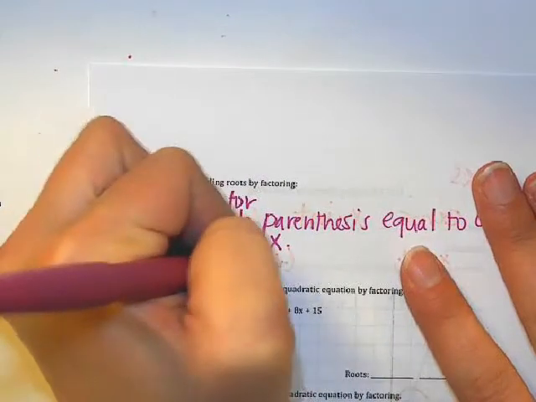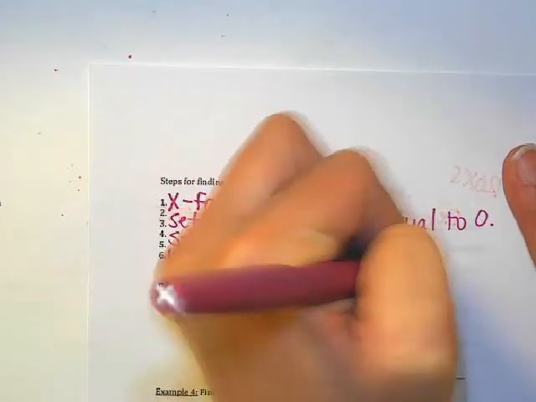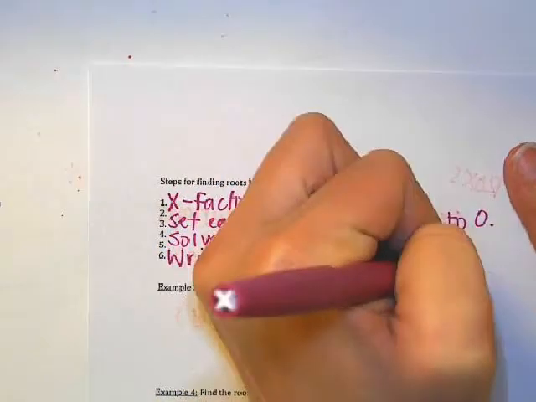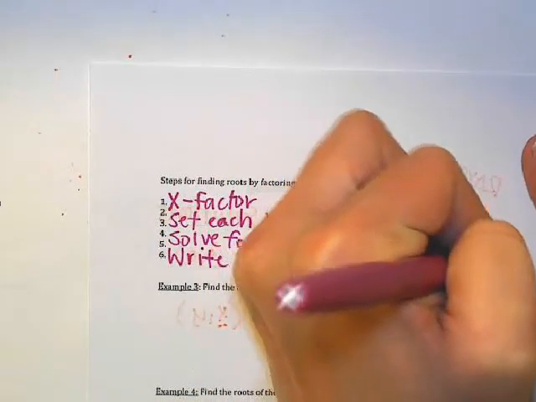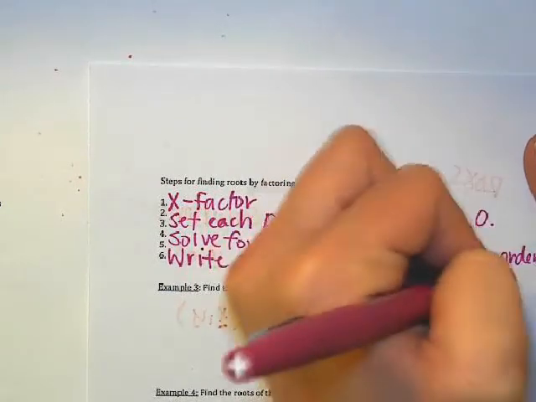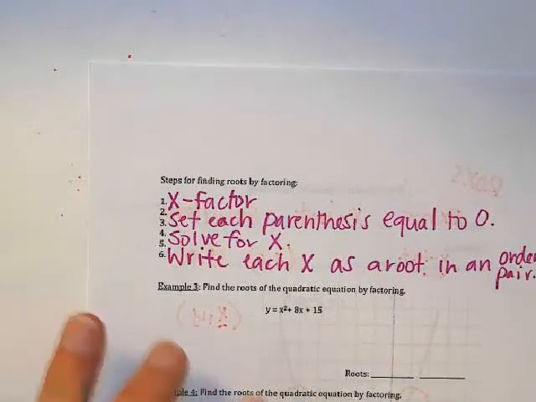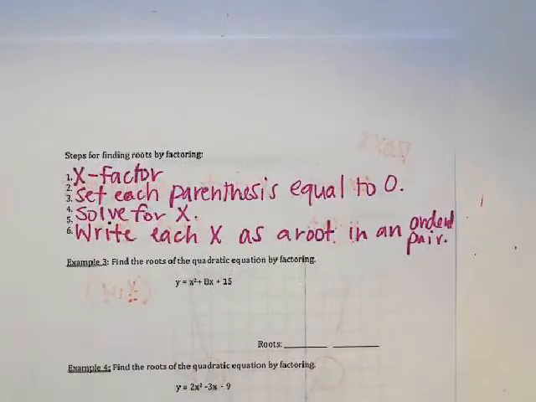each x as a root in an ordered pair. We're going to have a space right now. Write each x as a root in an ordered pair. So then we put them in ordered pairs.